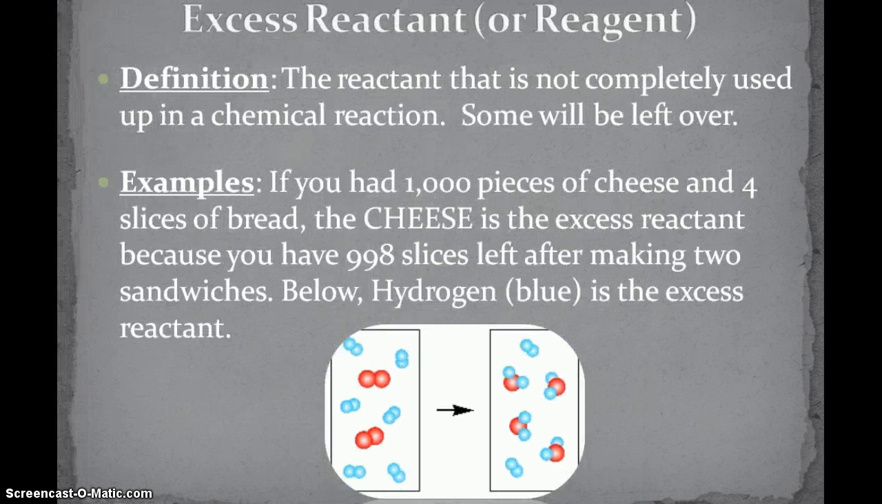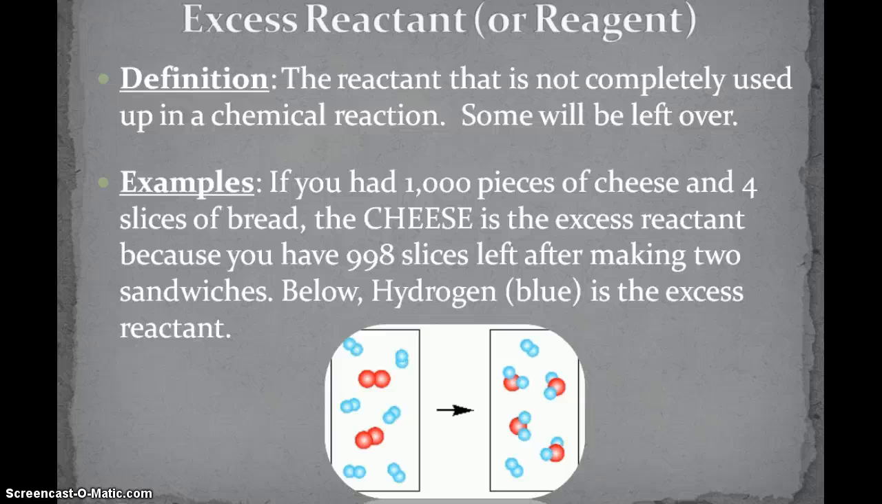The opposite of the limiting reactant is the excess reactant or reagent. This is the reactant that is not completely used up in the chemical reaction. Some will always be left over. Another example, if you had 1,000 pieces of cheese and 4 slices of bread like before, the cheese is the excess reactant because you would have 998 slices left after making 2 sandwiches.